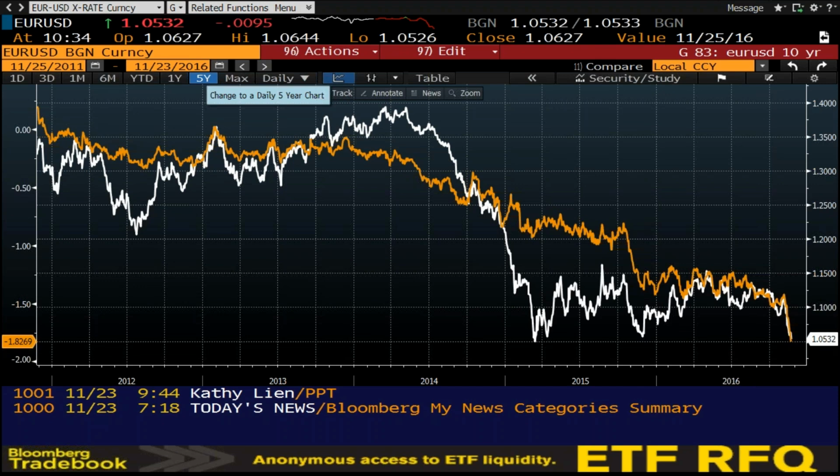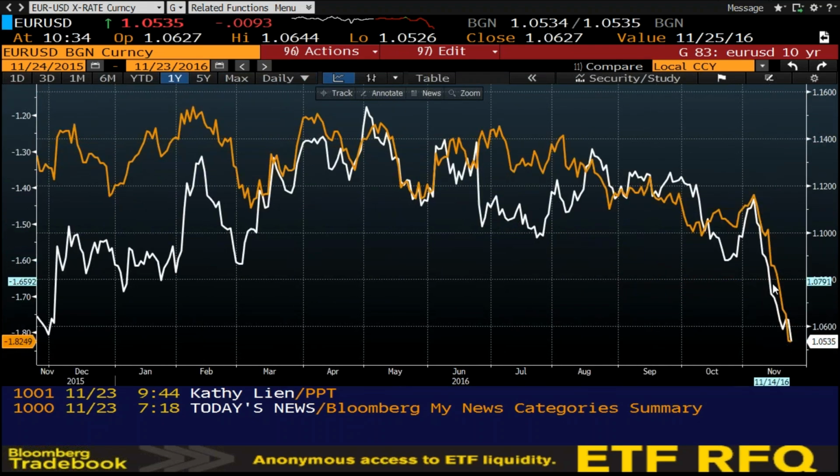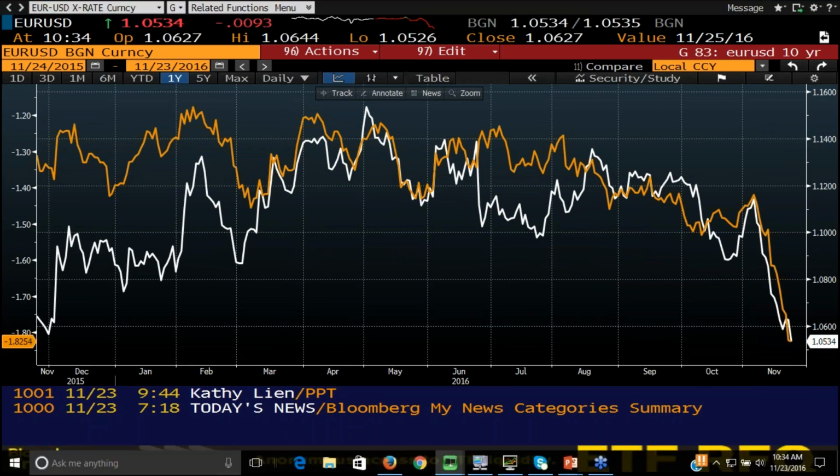You can see that there's a very strong correlation between the euro dollar and the spread between 10-year German and U.S. yields. It's actually a huge leading indicator for where the euro is headed. So you can see from this chart that there's no kind of arb opportunity, but the euro dollar is definitely breaking down as yield spreads continue to fall.